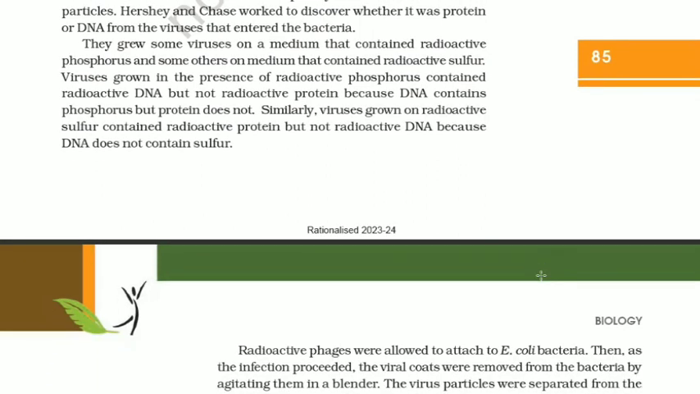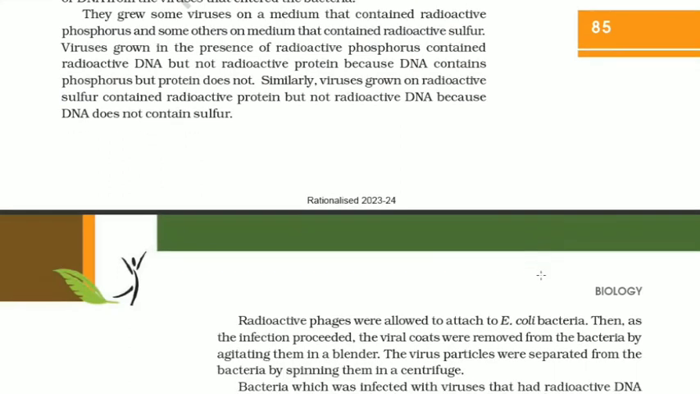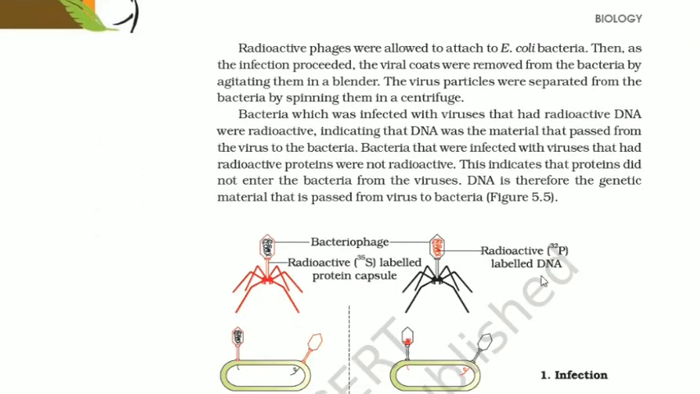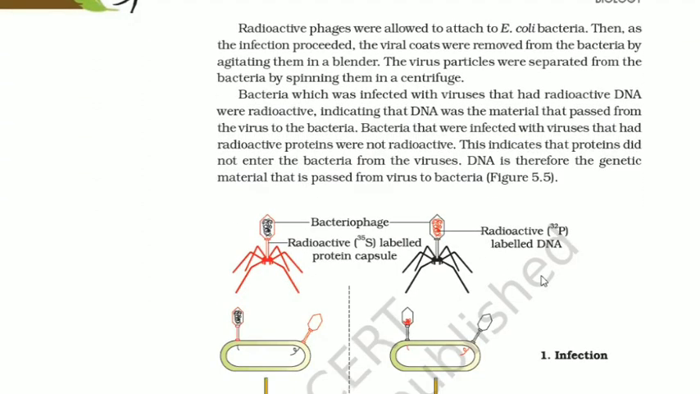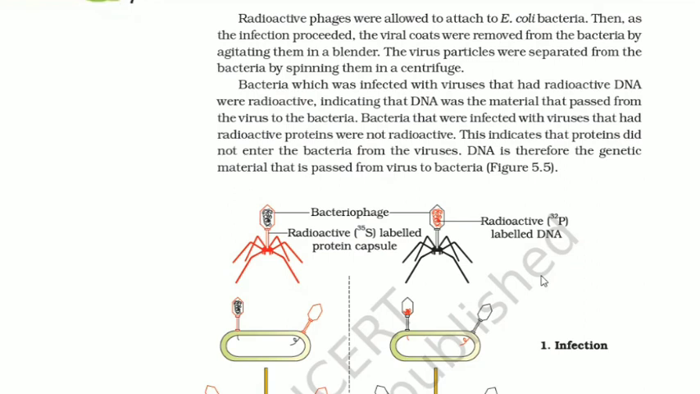They grew some viruses on a medium that contained radioactive phosphorus and some others on medium that contained radioactive sulfur. Viruses grown in the presence of radioactive phosphorus contain radioactive DNA but not radioactive protein, because DNA contains phosphorus but protein does not. Similarly, viruses grown on radioactive sulfur contain radioactive protein but not radioactive DNA, because DNA does not contain sulfur. Radioactive phages were allowed to attach to E. coli bacteria. Then, as the infection proceeded, the viral coats were removed from the bacteria by agitating them in a blender. The virus particles were separated from bacteria by spinning them in a centrifuge.